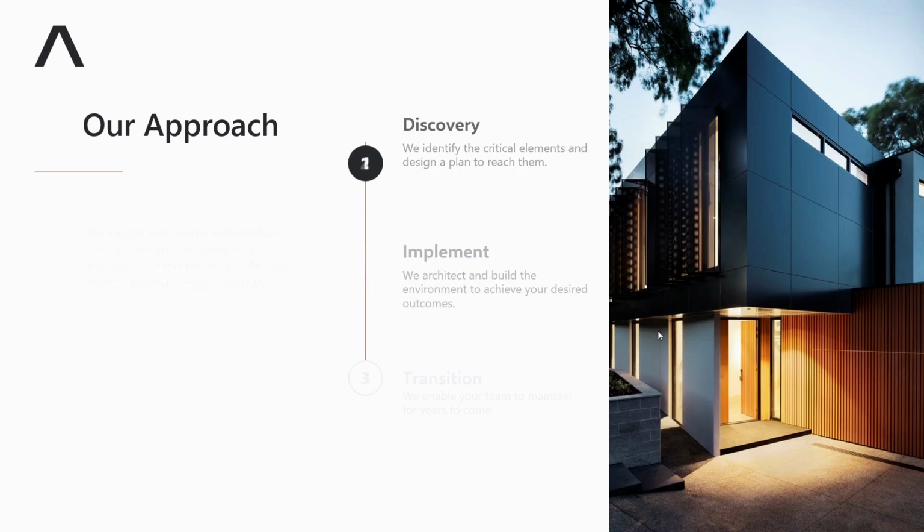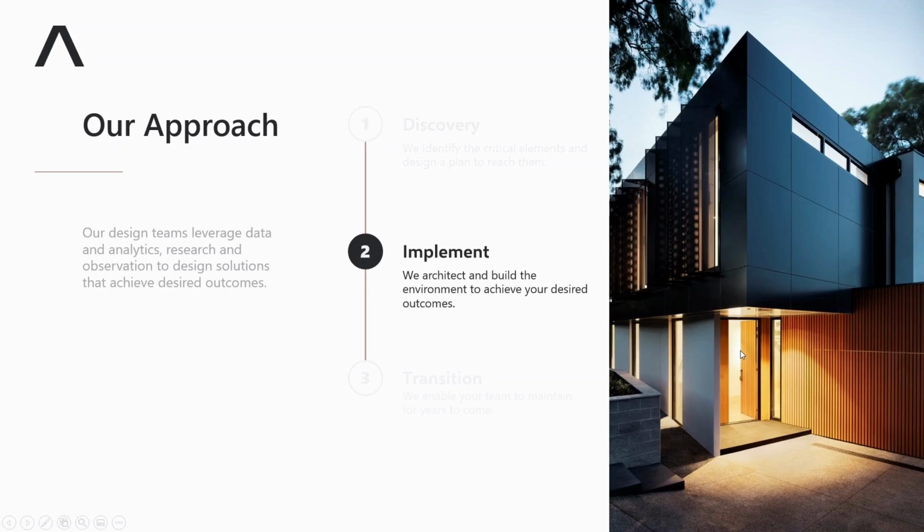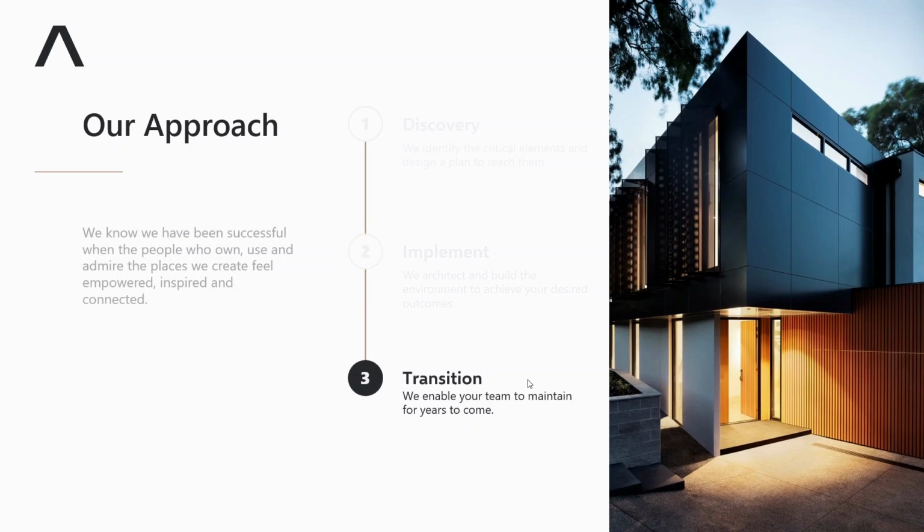As we move into the implementation phase, we architect and build the environment to achieve your desired outcomes. This is all about that construction. So we leverage many different aspects to implement the project for you. And then we wrap up on the transition to make sure that your team is well equipped to maintain this new investment of yours throughout its life. So we're able to go step by step, one at a time, by using Morph to put the emphasis on the step that we want to focus on.